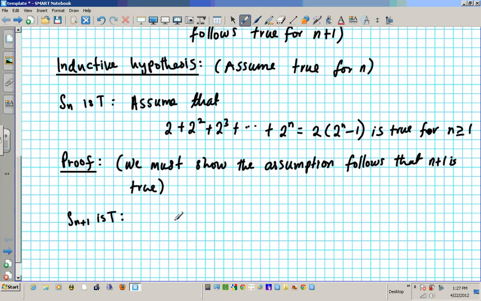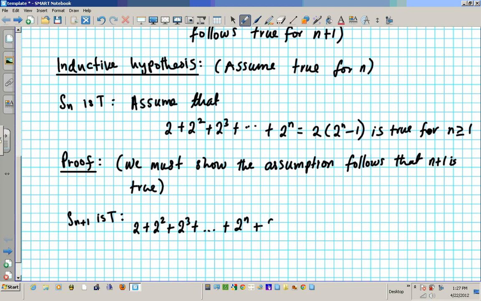All right, so let's start by writing down what S(n+1) is. S(n+1) is basically S(n) plus 2 to the third plus dot dot dot plus 2 to the n. This is just what I wrote here. And then I'm going to take the next step. The next step is what you get when you replace n with n plus 1.